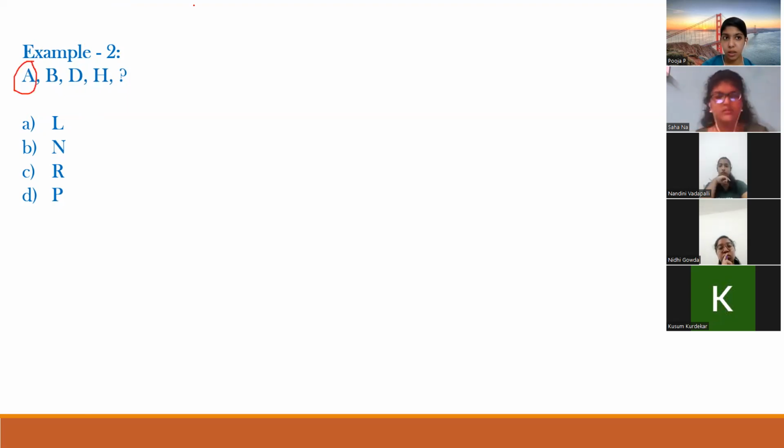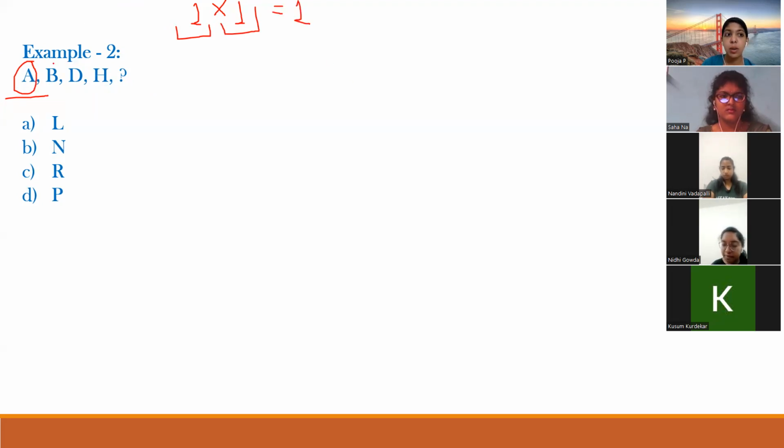So A is 1. This is the first term. So they've taken 1. If you go on numbering the letters A, B, C, D, E from 1 to 26, you get the number 1 for letter A. Am I correct? Yes, ma'am. And A in the given series is which term? First term. So the letter number and the term number, 1 into 1 is 1. So they have added A.